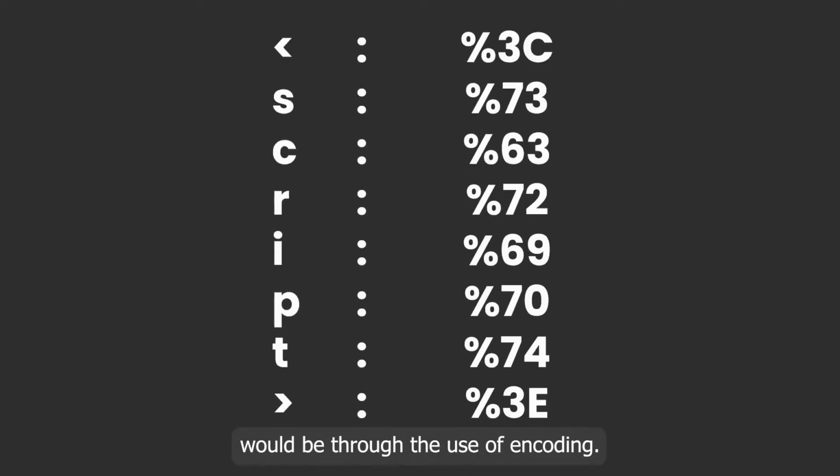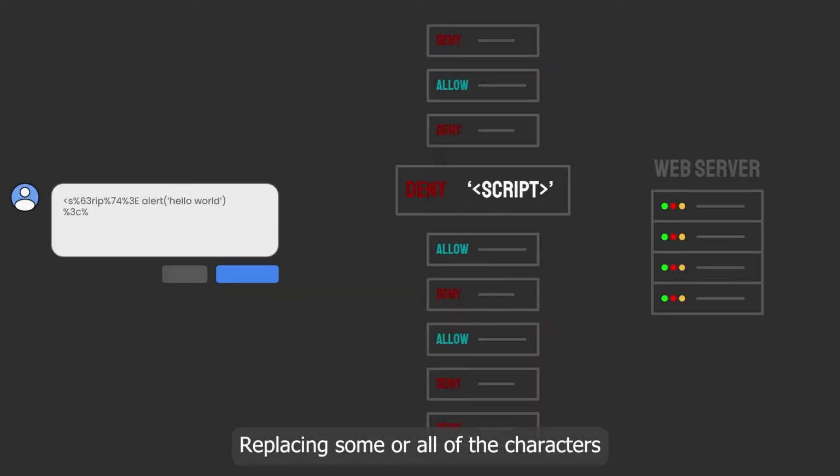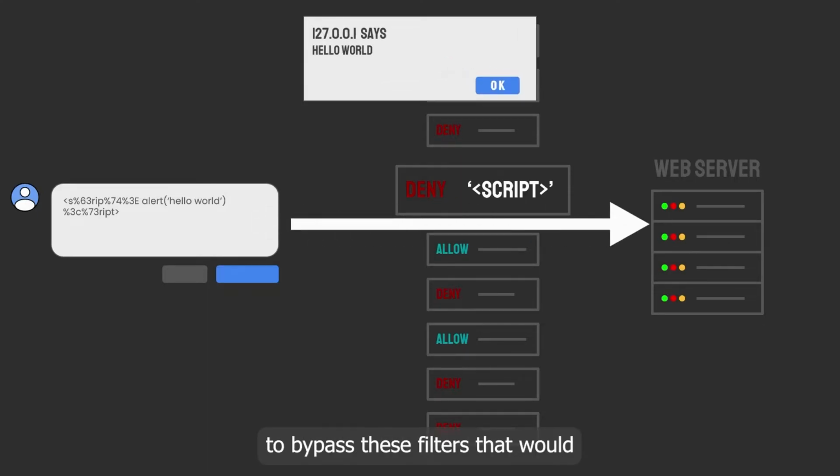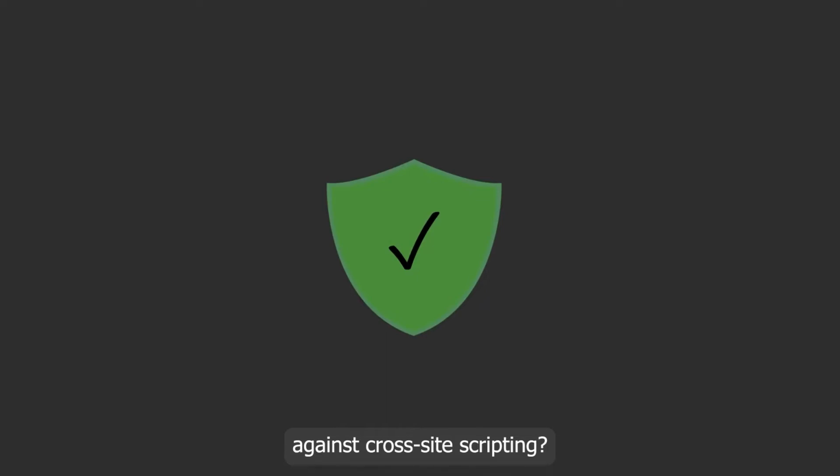Another way that attackers might bypass simple string checks would be through the use of encoding. Replacing some or all of the characters with their URL encoded equivalents could also allow them to bypass these filters that would otherwise have caught the string. So, how can we defend against cross-site scripting? As mentioned earlier, two methods of preventing XSS are input validation and output sanitization.